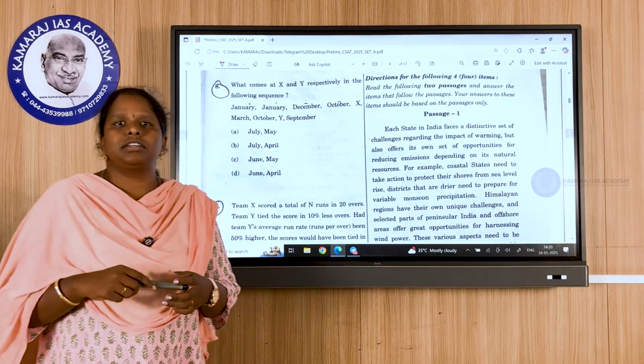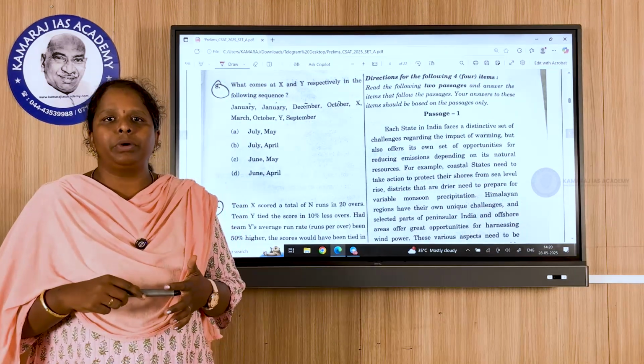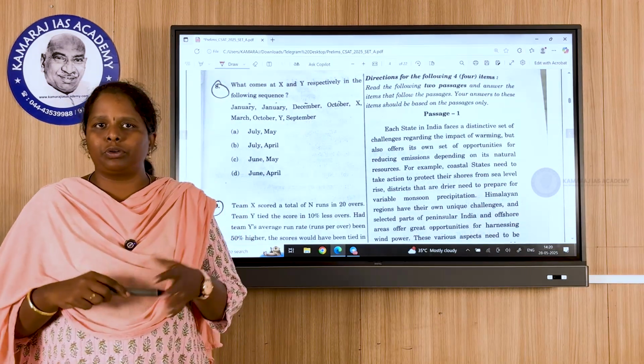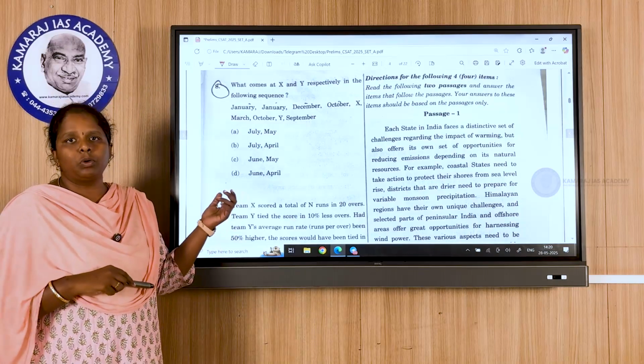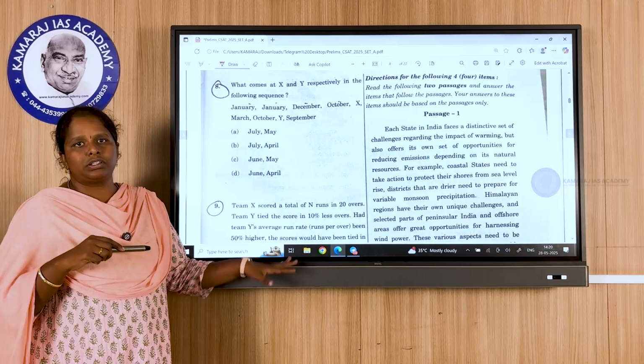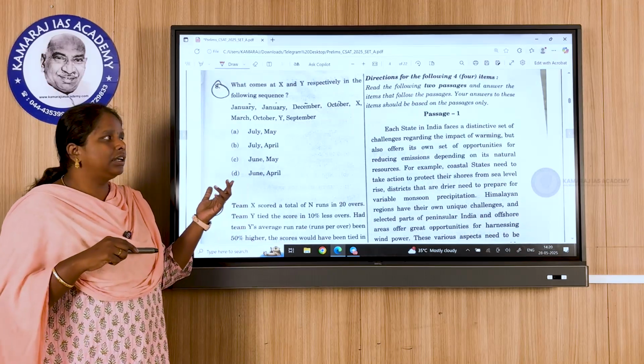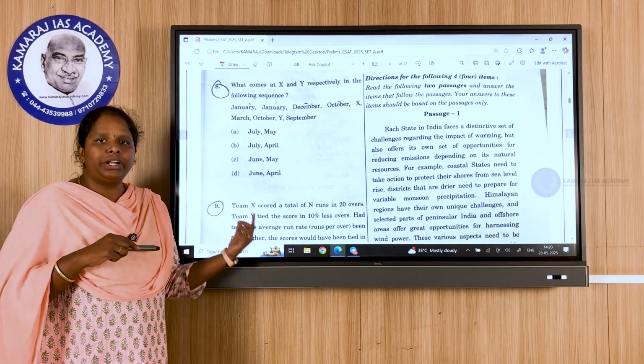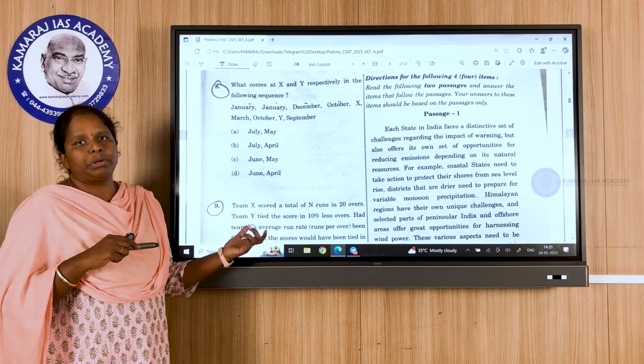So in the last session, we were discussing the 2025 CSAT quantitative aptitude part. Now we are going to discuss the reasoning part, which is the easiest part compared to the last few years, right? This part is a little bit easier when compared to the 2024 and 2023 question papers, right?